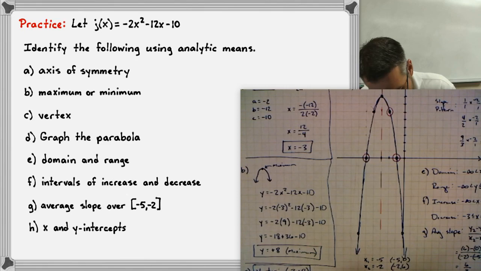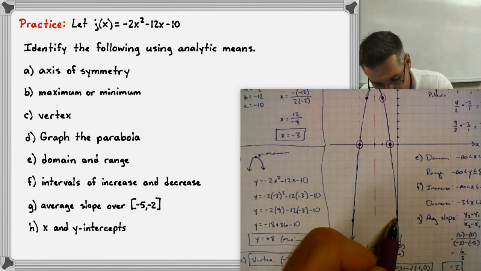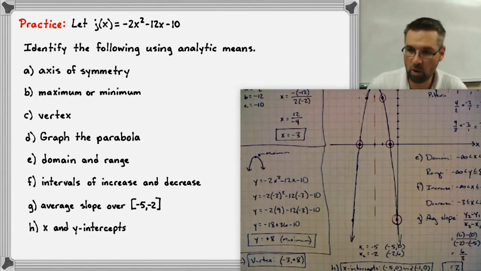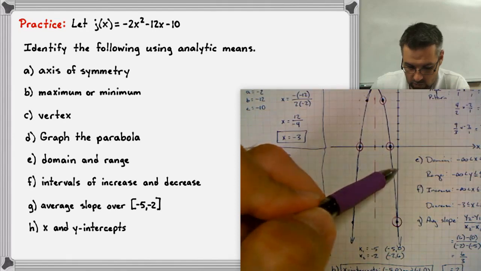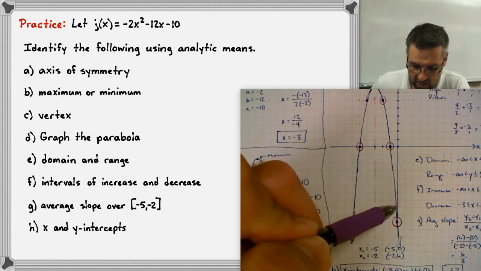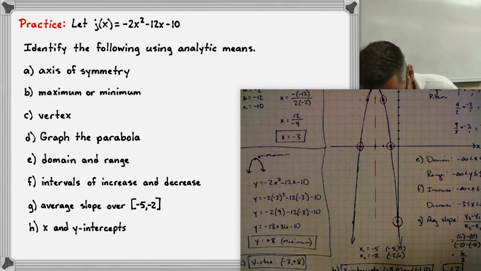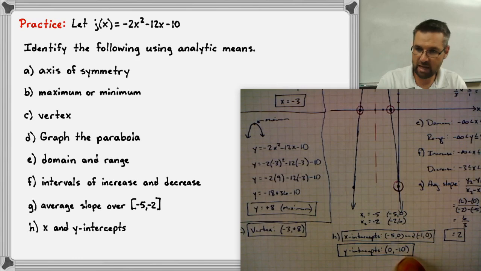And then my y-intercept is where the graph crosses the y-axis. Well, where do we see that? We see that right here. And this is kind of one of the main points of this lesson. What is this y-intercept? Well, it's 1, 2, 3, 4, 5, 6, 7, 8, 9, 10 down. So that coordinate is 0, -10. That is my y-intercept.